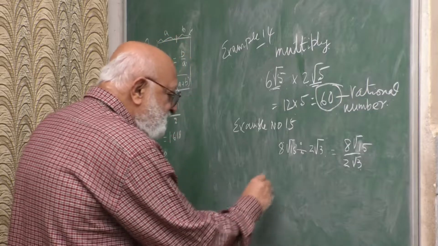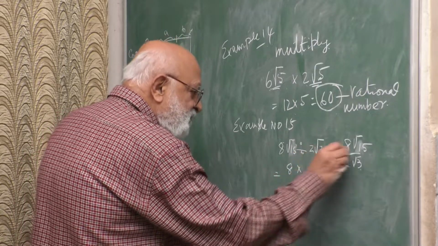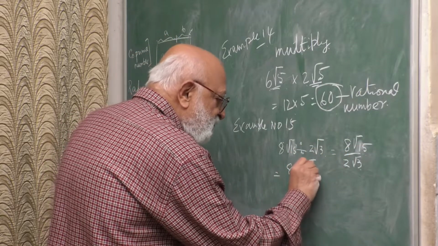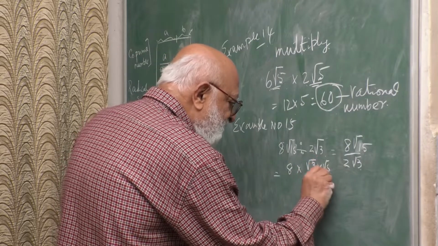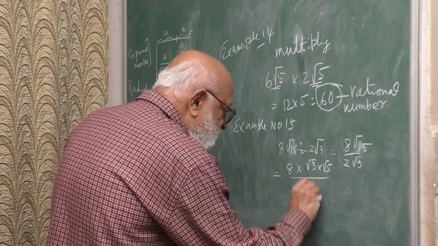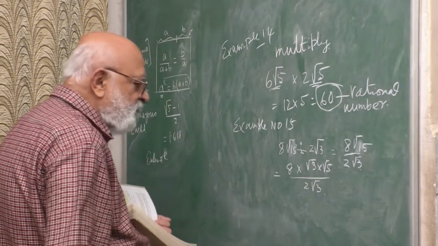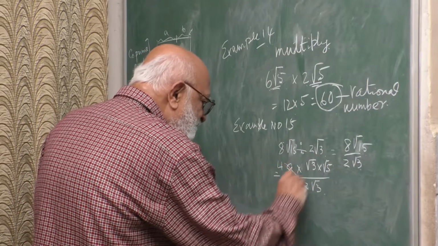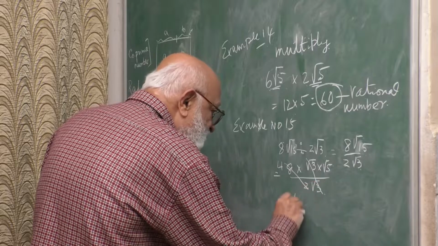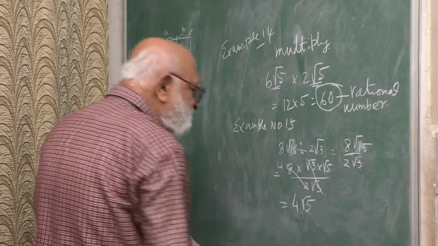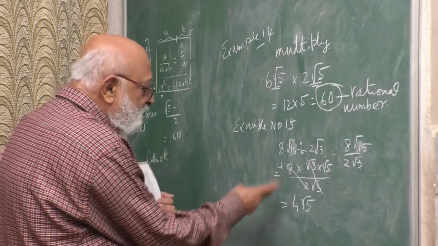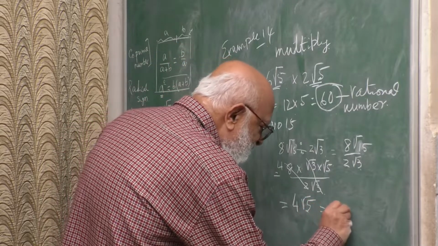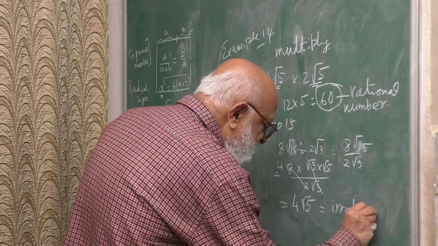So what do you get here? You get 8 into, this I can change by the distributive law, root 3 into root 5. At the denominator I have 2 into root 3. What does this give? This and this will cancel. I will get 4, and this will cancel, so I will get 4 root 5. So now here, the product of two irrational numbers gives you another irrational number.